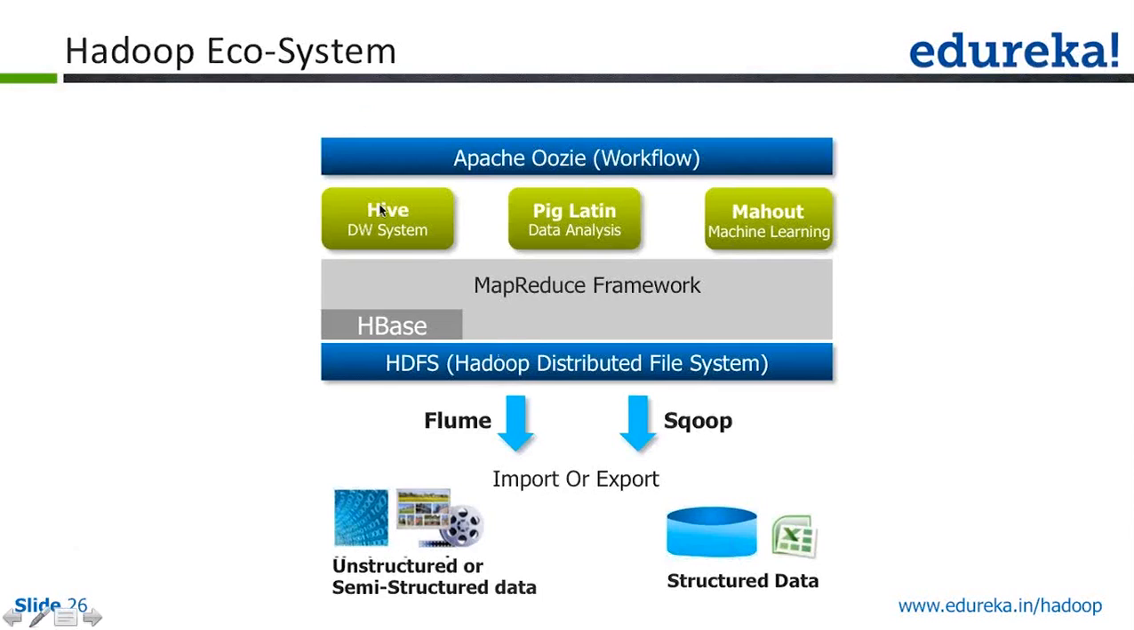Hive is the data warehousing tool, Pig is the data analysis tool, Mahout is machine learning, Apache Oozie is the workflow management tool. We'll be looking at each of these tools and their applications as we go forward. MapReduce framework works directly on the HDFS, and I'll also tell you what is MapReduce in a while. I'll give you a small example of MapReduce as well.